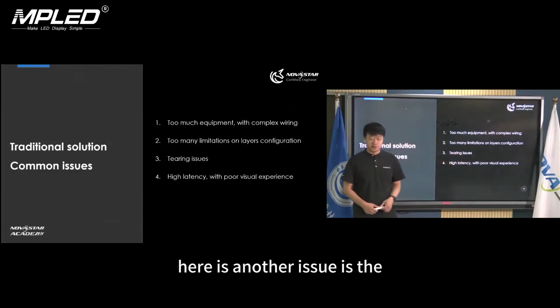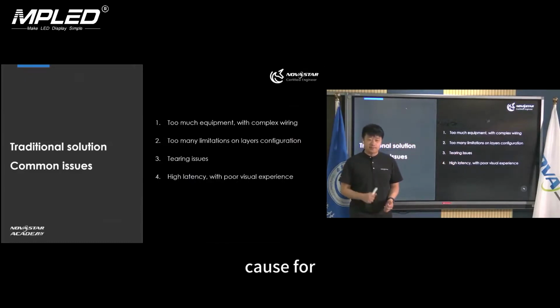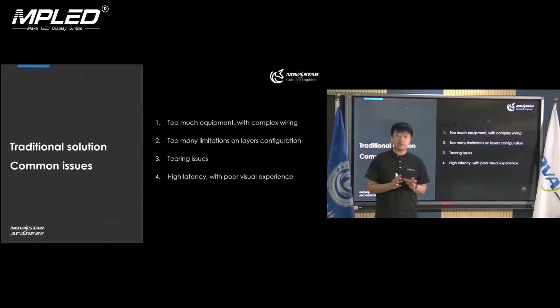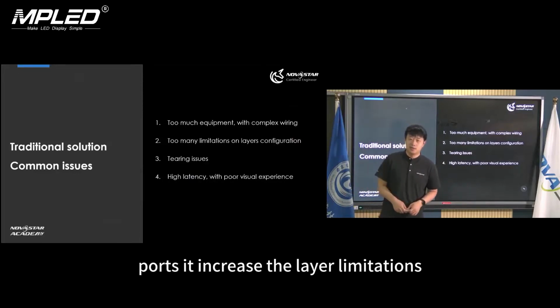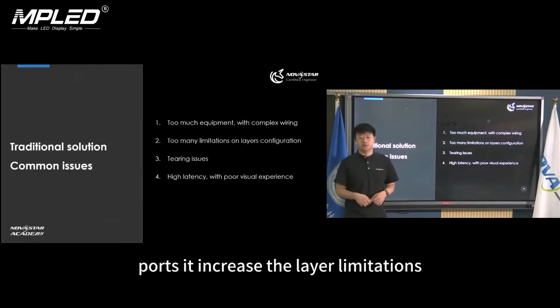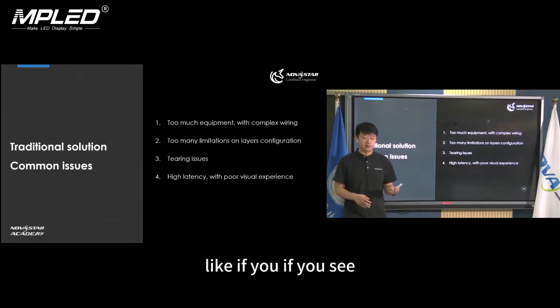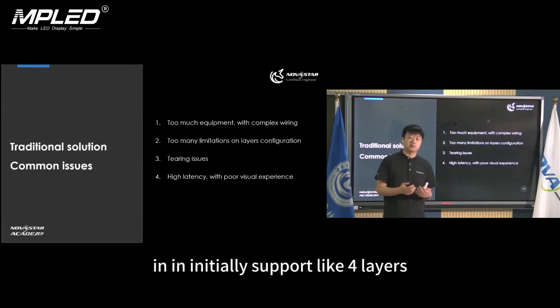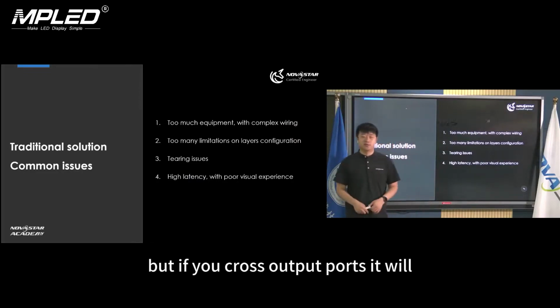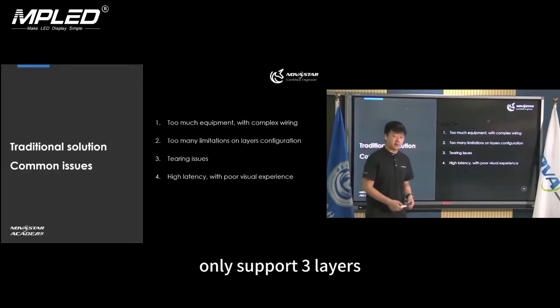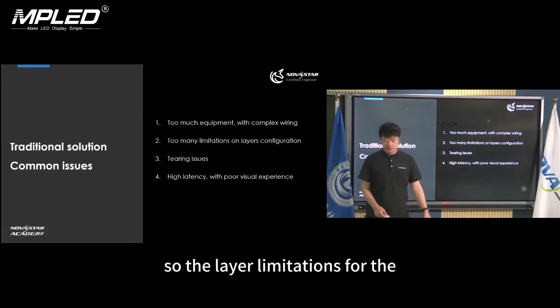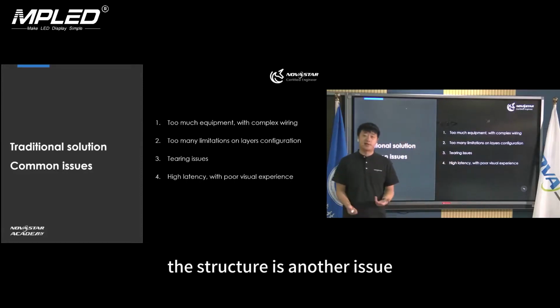Here is another issue. For some or many splicers, the layer settings, when the layer crosses different output ports, will decrease the layer limitations. Like if you initially support 4 layers, but if you cross the output ports, it will decrease to only support 3 layers. So the layer limitation of the structure is another issue.